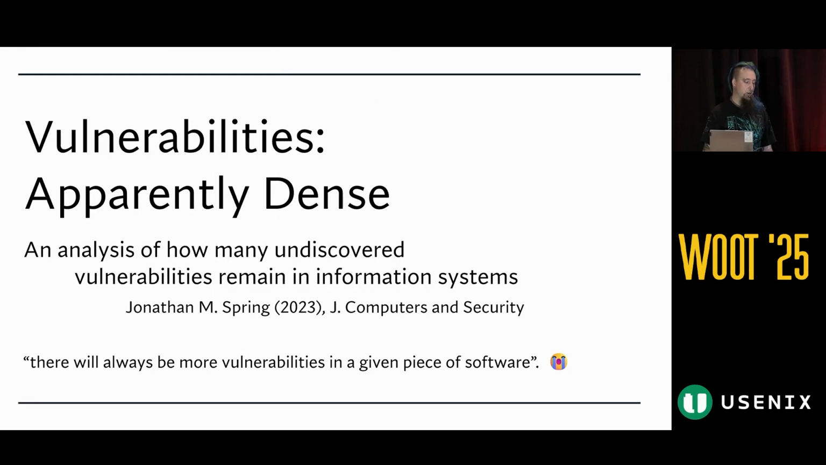One quick citation I wanted to point out is to Spring's paper, Vulnerabilities Being Dense, an analysis of how many undiscovered vulnerabilities remain in information systems. This was some innovative work, and I'm sorry, Jonathan, if you're watching this, I'm going to butcher it. Please just read the paper. It describes how, with the way that we write software, no matter what we do, we're just going to keep finding vulnerabilities. It's not that they're dense, like there's always one vulnerability on a line, but given software's sufficient complexity, there always seems to be a little bit more to find.